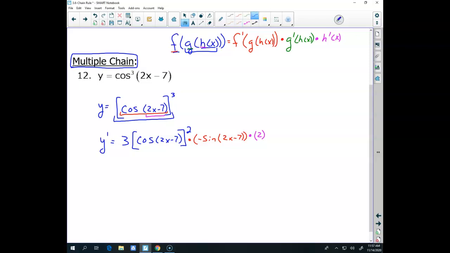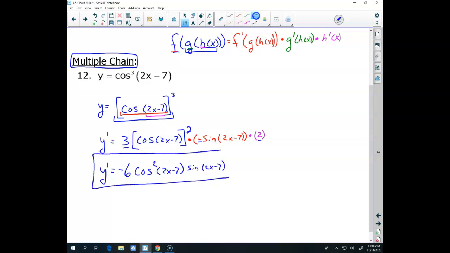Then I just need to come back and clean things up. Well, I'm going to look at a 3 times a negative 1 times a 2. So y prime is actually going to be negative 6 times the cosine squared of 2x minus 7 times the sine of 2x minus 7. And that would be my multiple chain derivative of number 12.